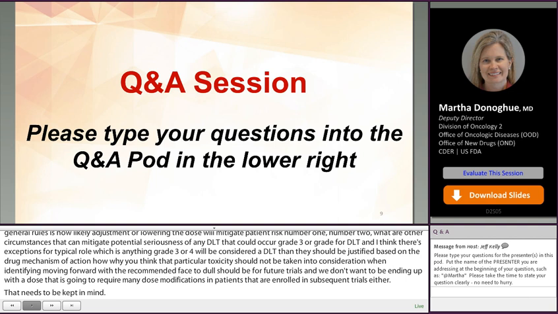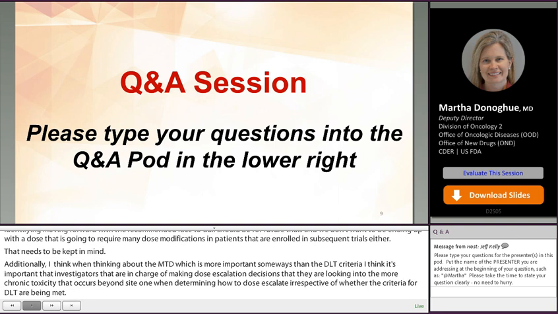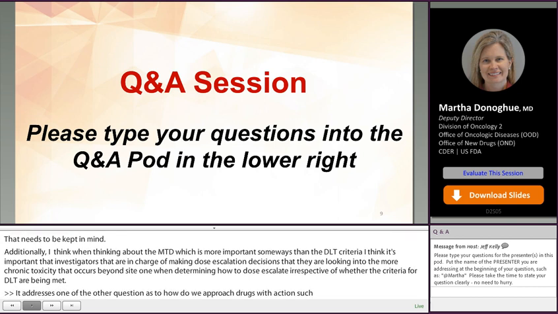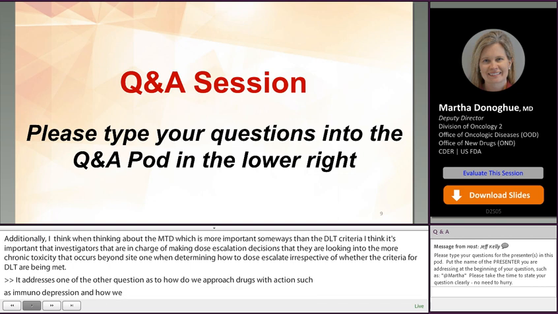That actually, no, it does. It actually addresses one of the other questions with regards to how do we approach drugs with long mechanisms of action, such as immunodepression, and how we keep that DLT in. How do we consider that for DLT? And your point is that that doesn't necessarily play into the 30 days. We're not going to limit you to accruing new patients on the study, but you need to follow those and put those into your recommended phase 2 dose eventually.